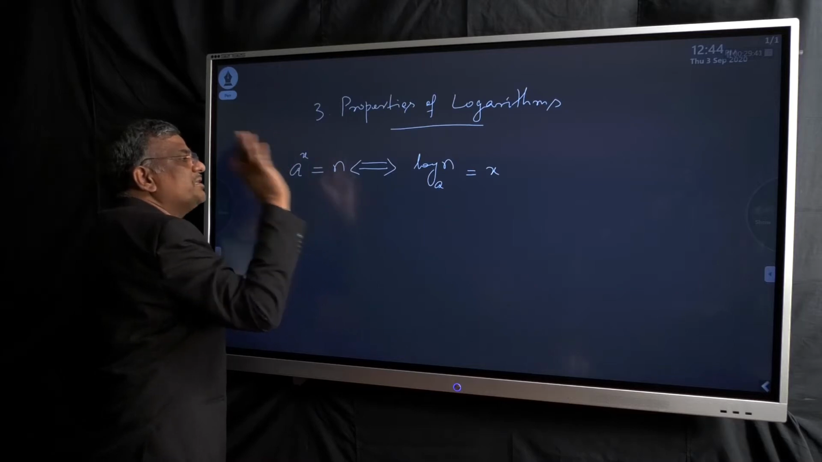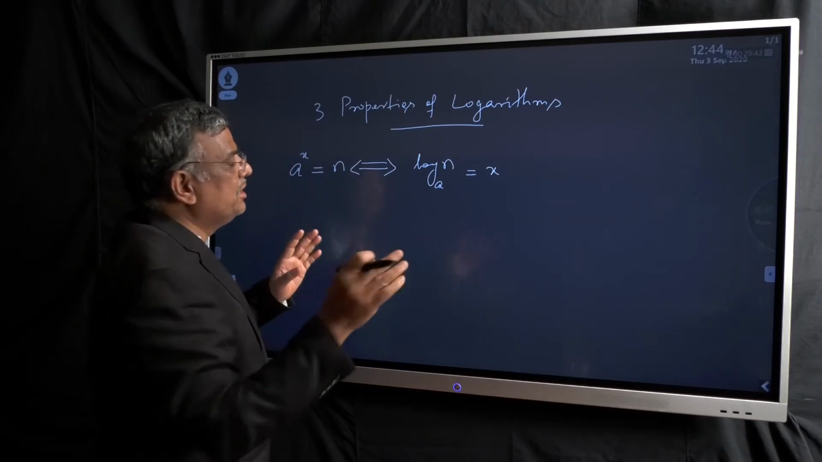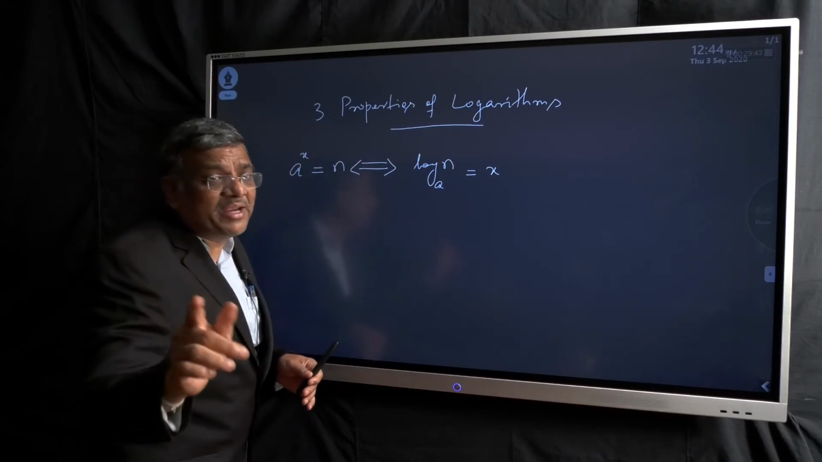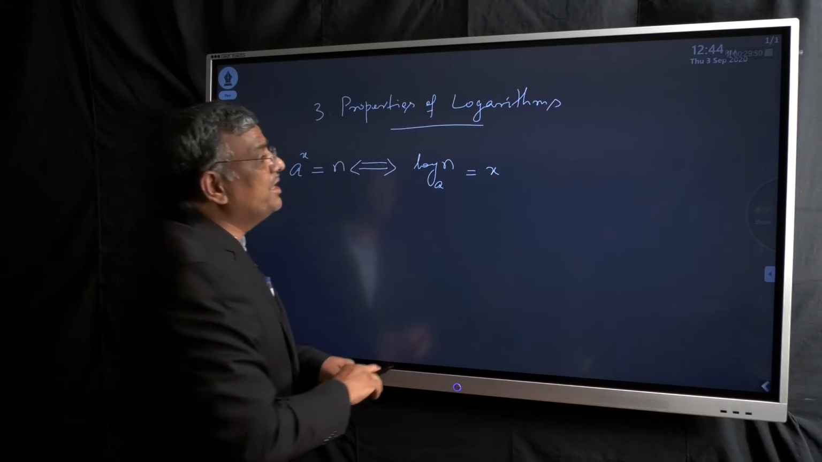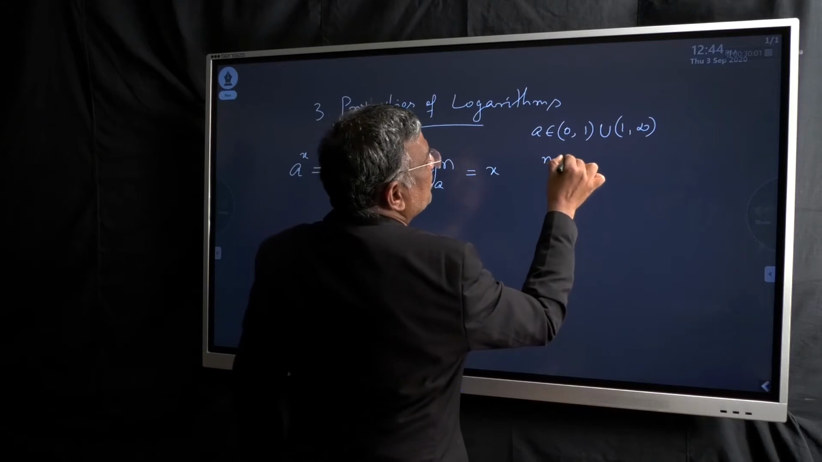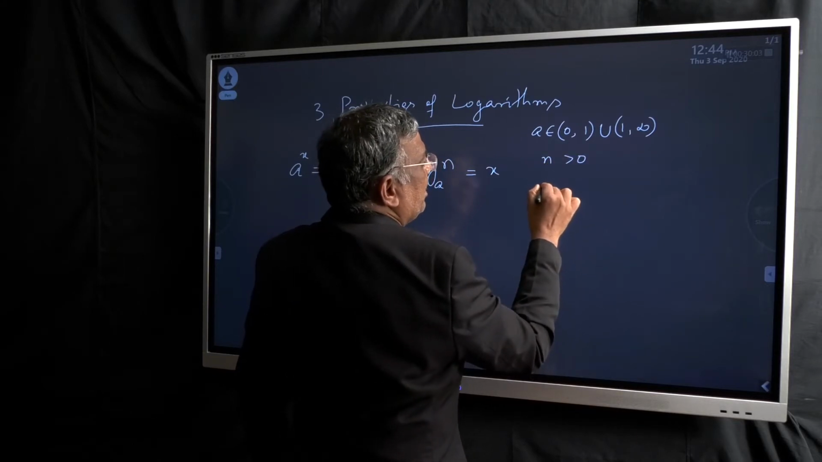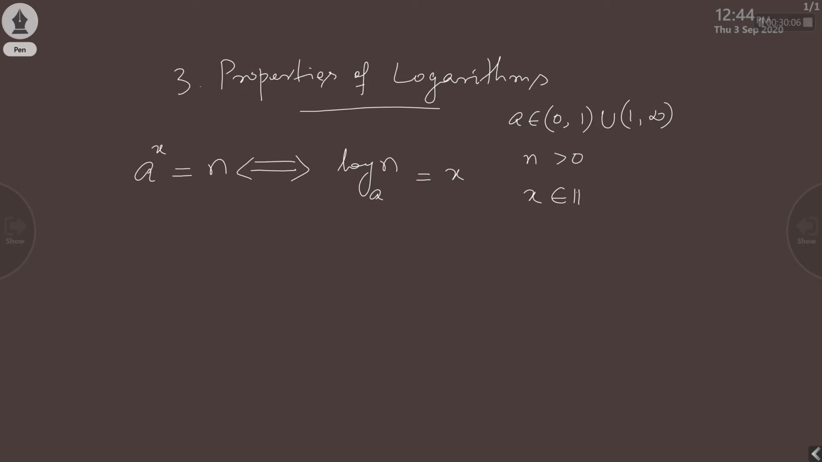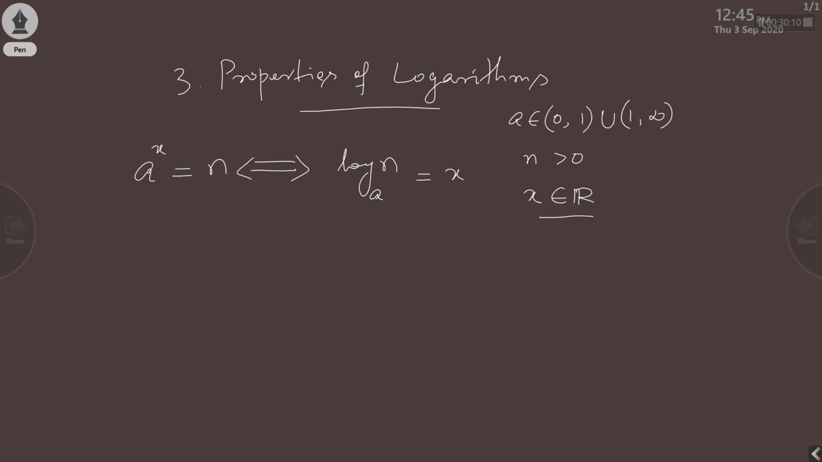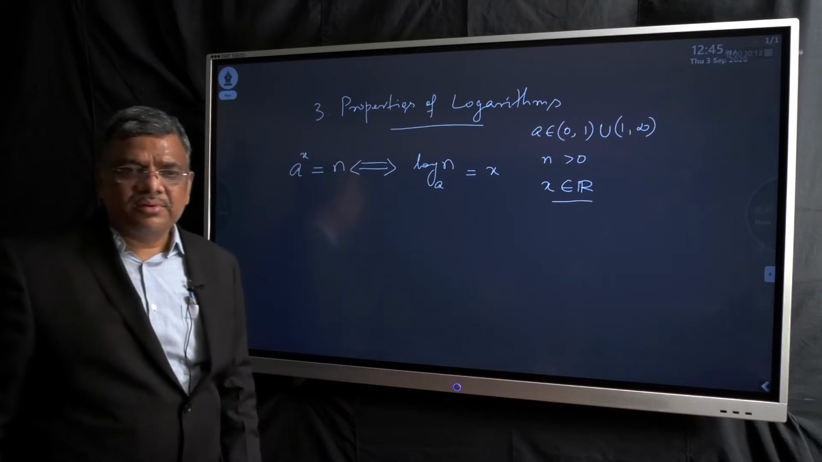Here a, x, n are dummy fellows. That role can be played by anybody, provided they maintain the conditions. That is, a can be any number from 0 to 1 or 1 to infinity, n must be a positive number, and x can be any real number.